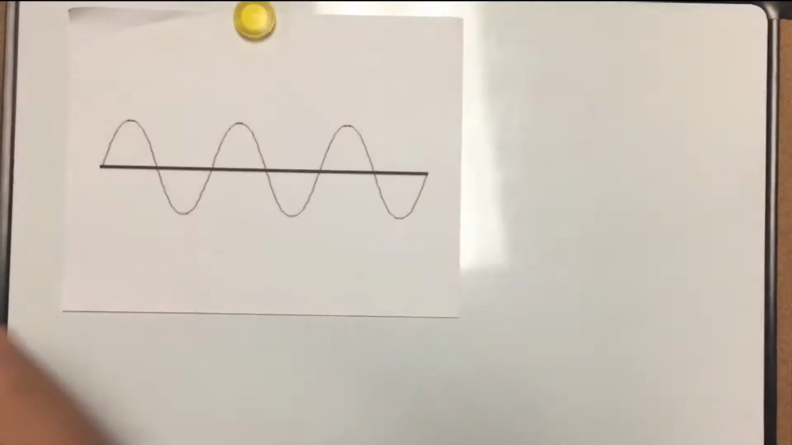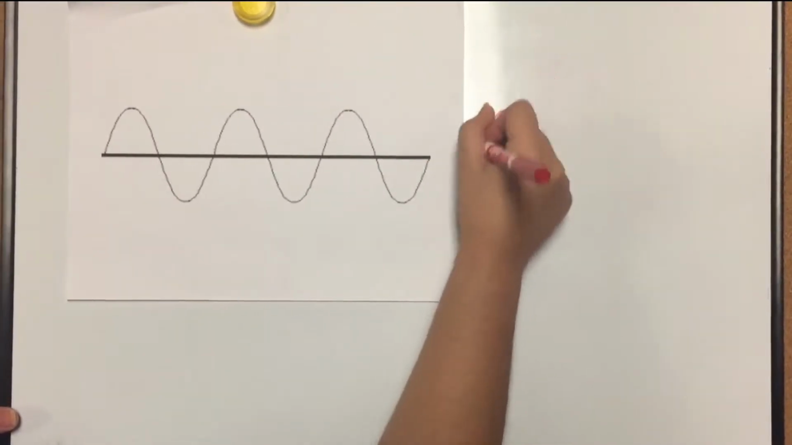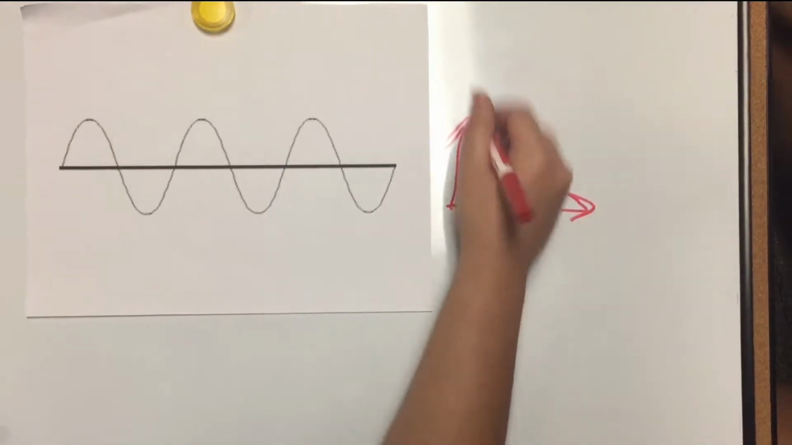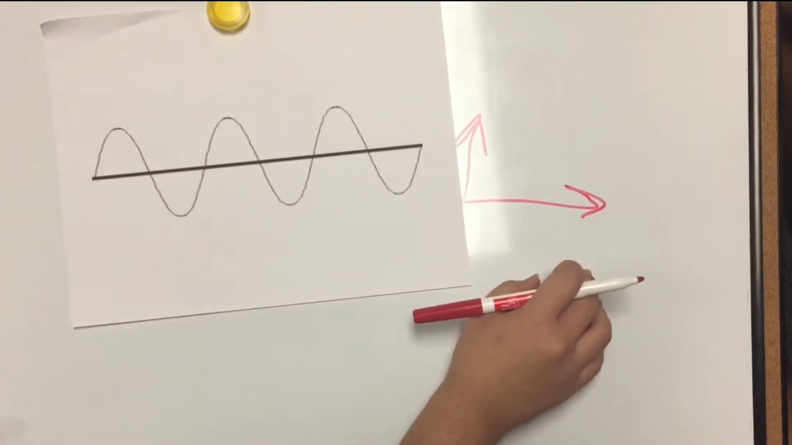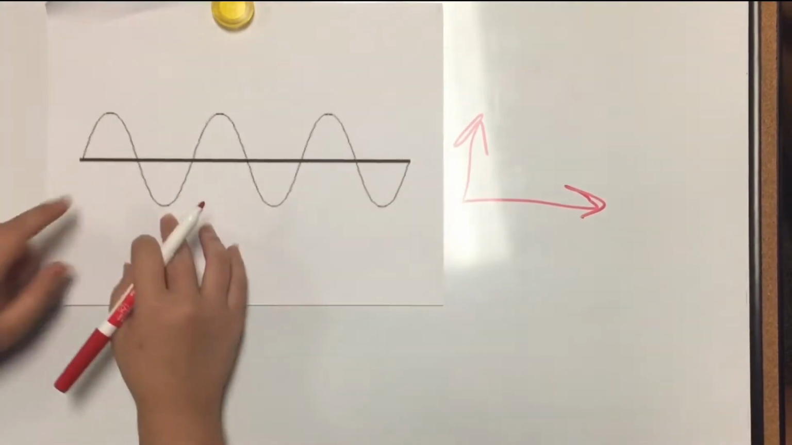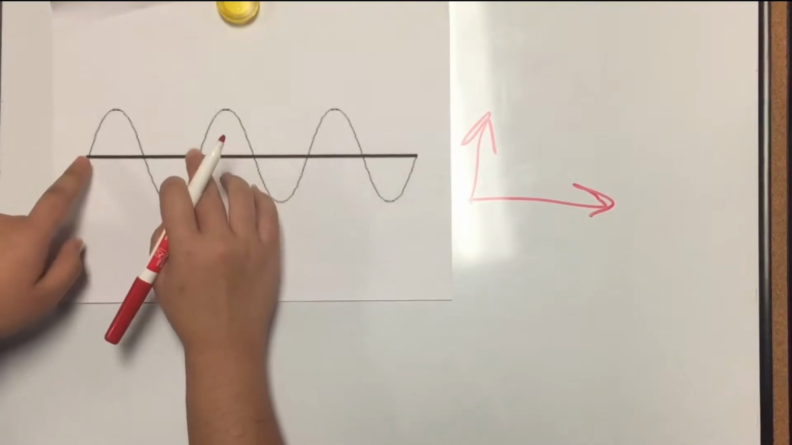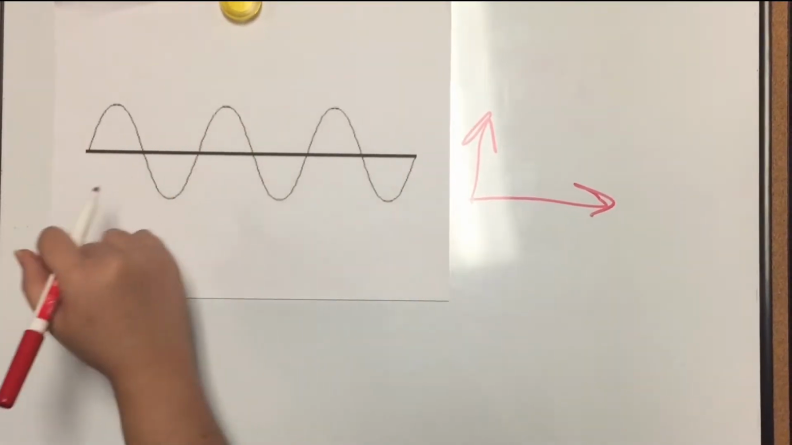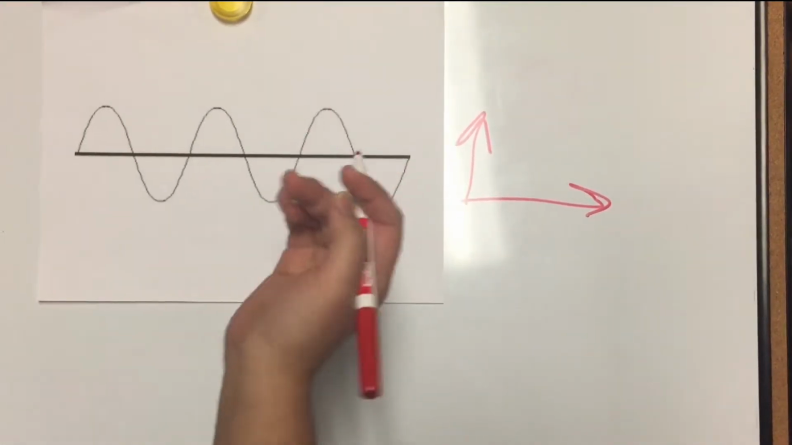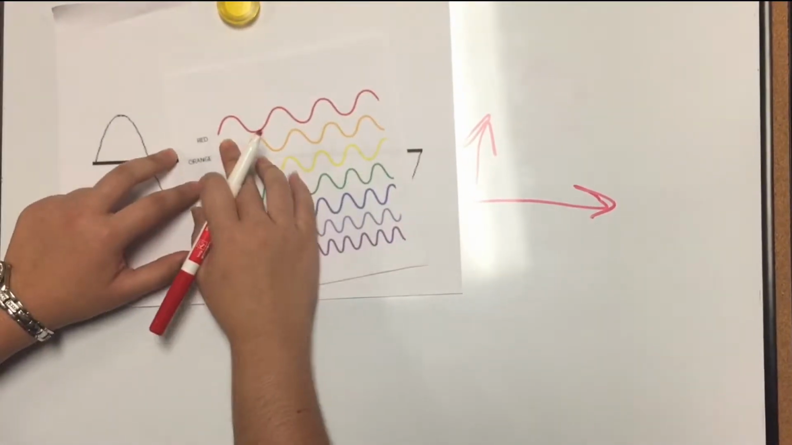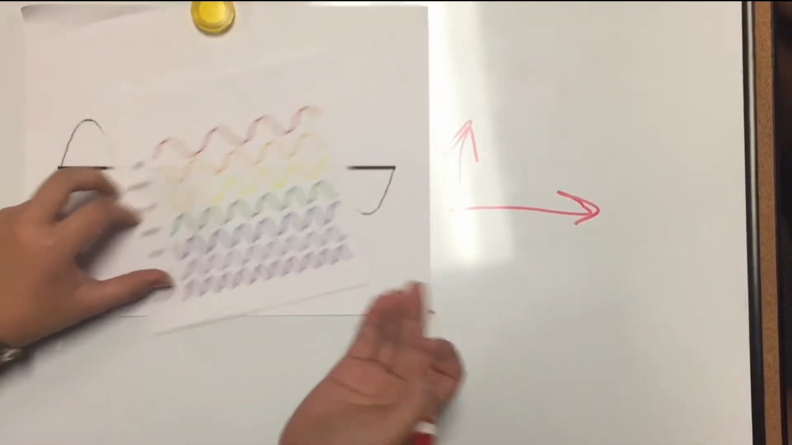And I'll teach you. So light waves are transverse waves, which means they move perpendicular to the propagation of the wave. So parts of these waves include its wavelength, which can be measured from crest to crest, trough to trough, or similar points. And wavelengths determine color, with red having the longest wavelength and violet having the shortest.